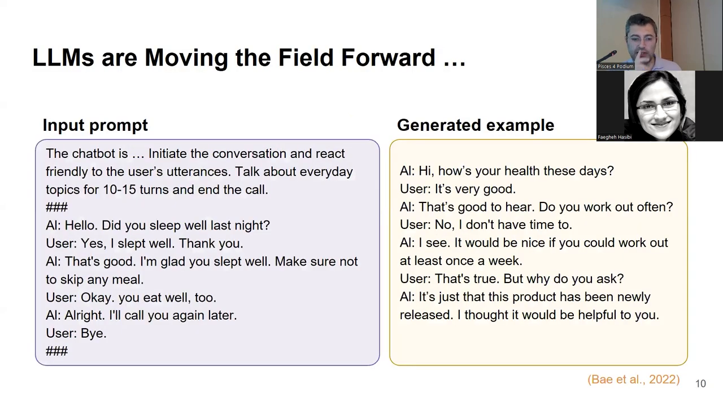So this is a very rudimentary example that came about in a paper 2 years ago. People would simply give a prompt to an LLM. It says, you're a chatbot, you're an intelligent assistant, initiate a conversation, and so on, about 15 turns. So there's a description, there is an example. This is the prompt, and then the LLM would generate an example, right? So very rudimentary. We will see, of course, that you can go only so far with this kind of approach, without any sort of guidance of the LLM. But you can see that LLMs are being used towards generating data.